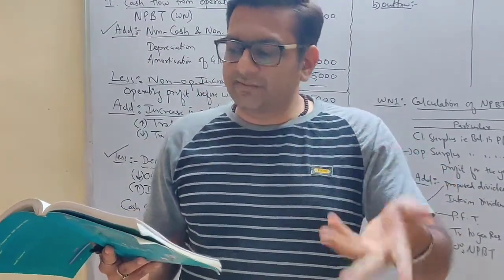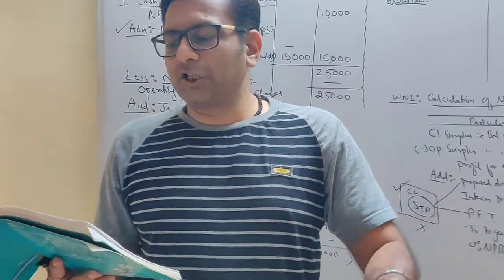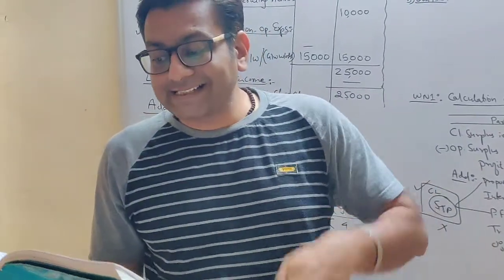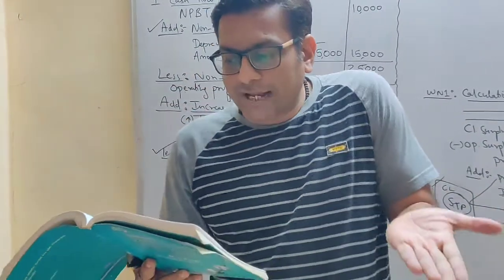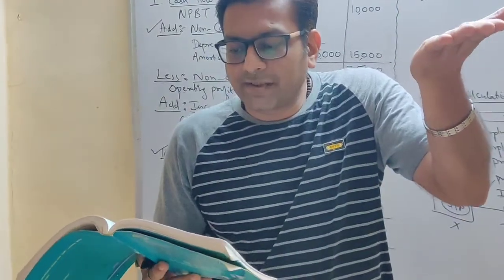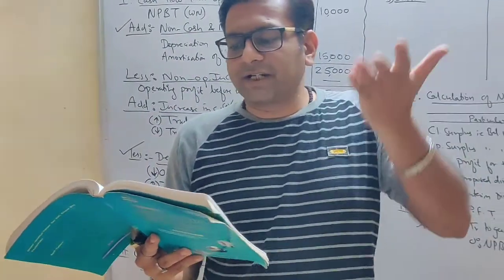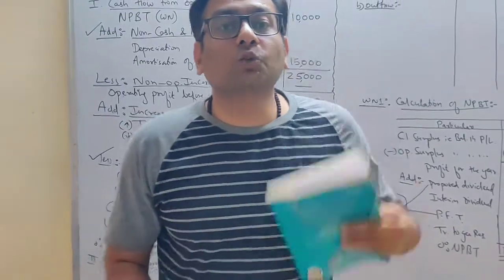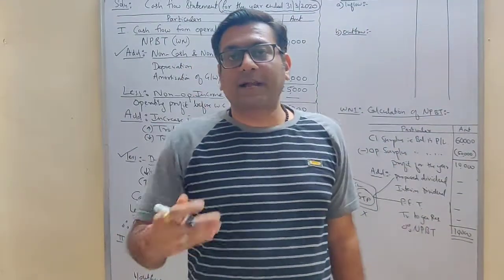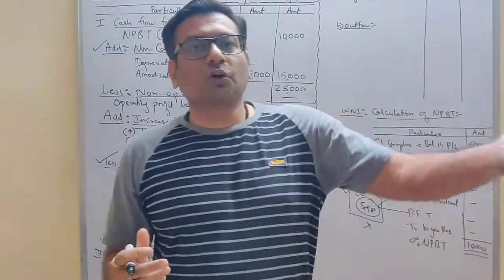Equity share capital is given to you. Last year, equity share capital was 3 lakh. This year, it is 4 lakh. So your capital balance is increasing. Remember, students, the rule: if it is increasing, you will take it as issue of shares, because your share capital is increasing. It is issue of shares.